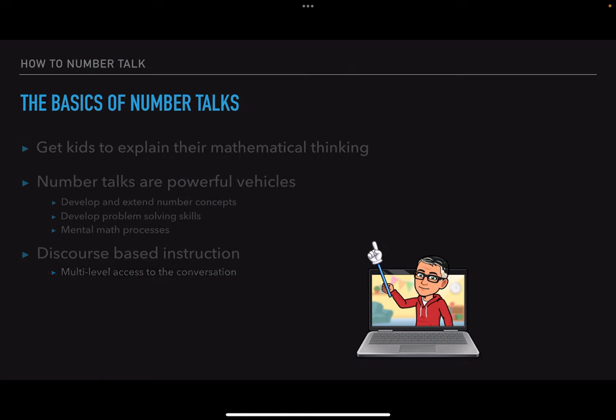So back up to the top, three basics. Get kids to explain their math thinking. Use number talks as powerful vehicles of instruction when they're targeted to specific purposes. And it's discourse-based instruction, which is really great for differentiation and getting your whole class to contribute.